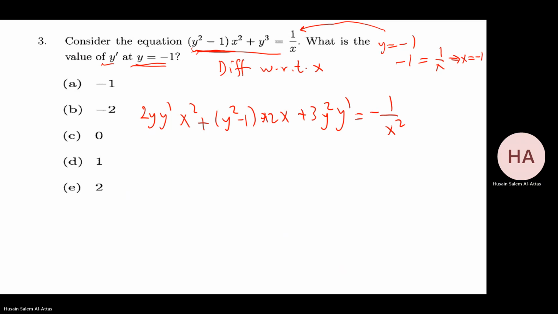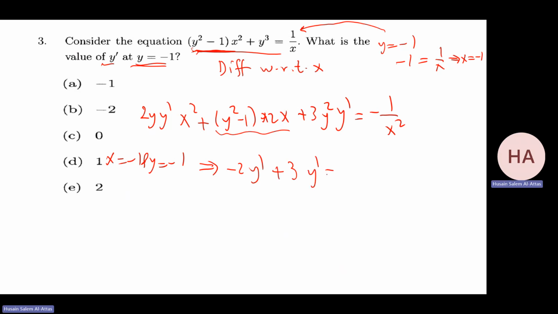Okay. Now I have x equals minus 1 and y equals minus 1. So what will you get? 2 minus 2y prime. This is 0. All of this is 0, since 1 minus 1 is 0. Minus 3, no, plus 3y prime equals minus 1. So I have y prime equals minus 1, which is this one.